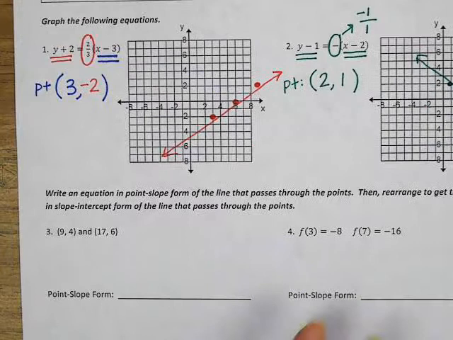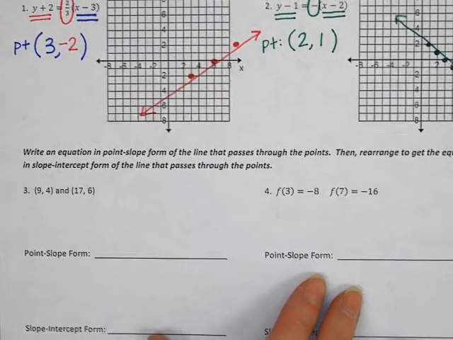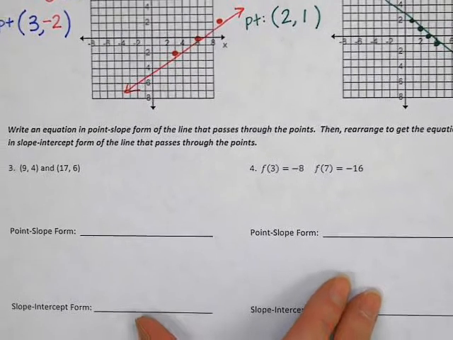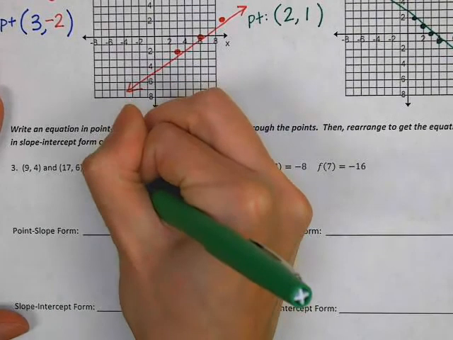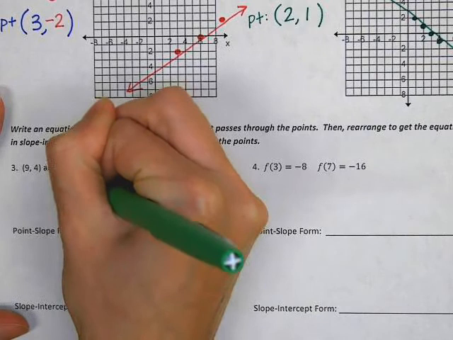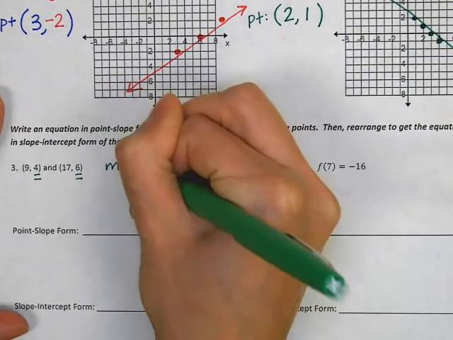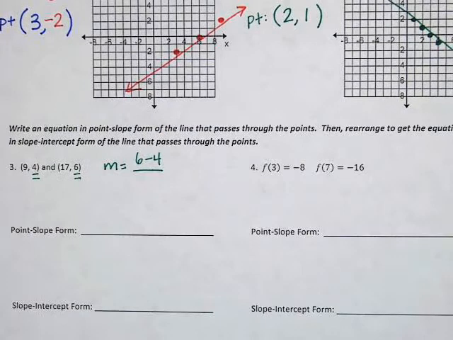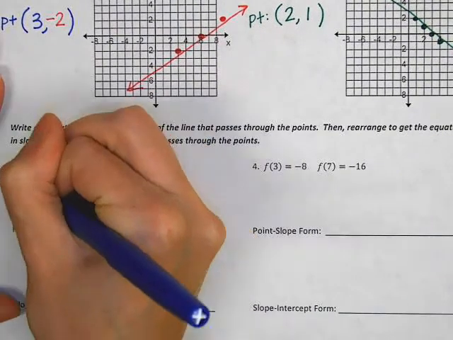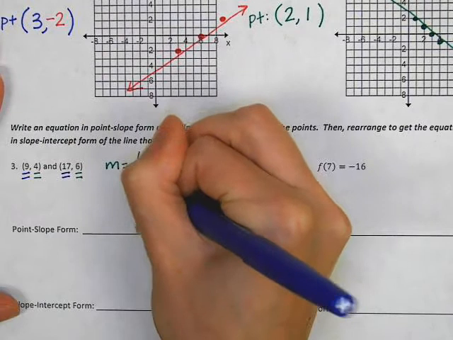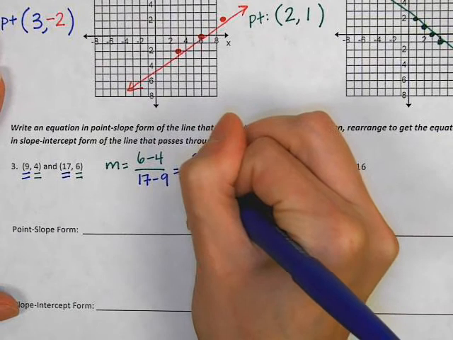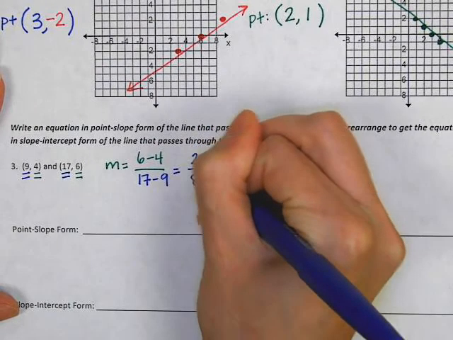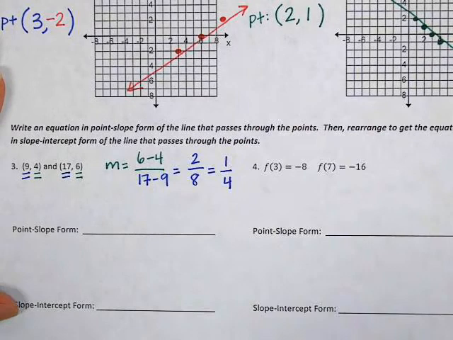Okay, moving on. How do we turn point slope into slope-intercept form? Okay, so first you have to start by finding the slope. Okay, so let's calculate slope. Slope is y2 minus y1, so 6 minus 4, over x2 minus x1, so 17 minus 9. And if you work that out, you get 2 over 8, which reduces to 1/4.